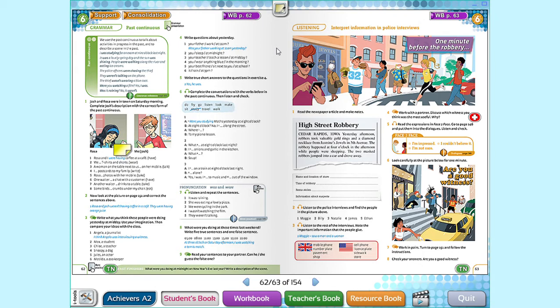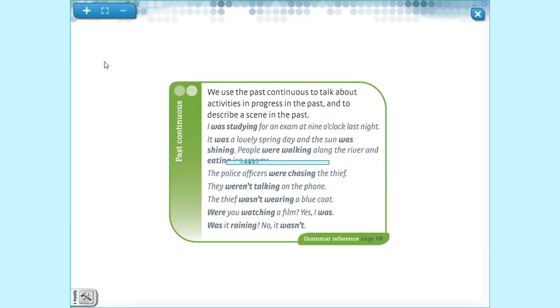Today we're gonna be checking on the grammar topic past continuous. Please open your book on page 62 and address your attention to the grammar box here. As you can see, we have a little bit of explanation about past continuous. We use the past continuous to talk about activities in progress in the past and to describe a scene in the past.